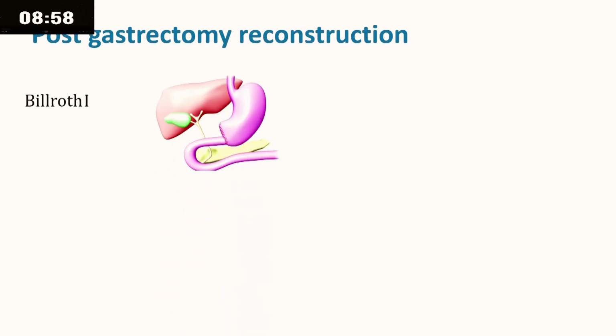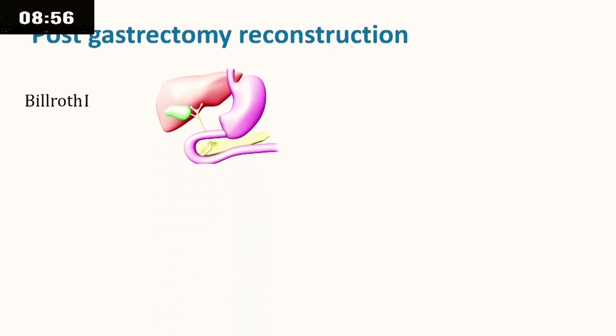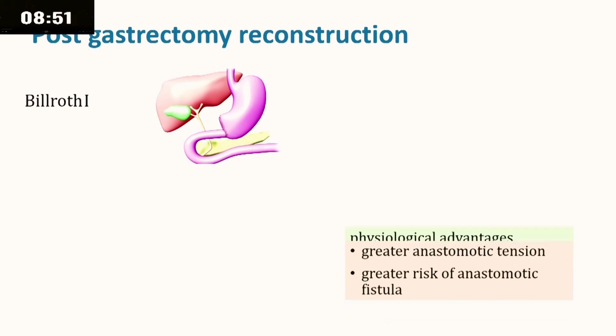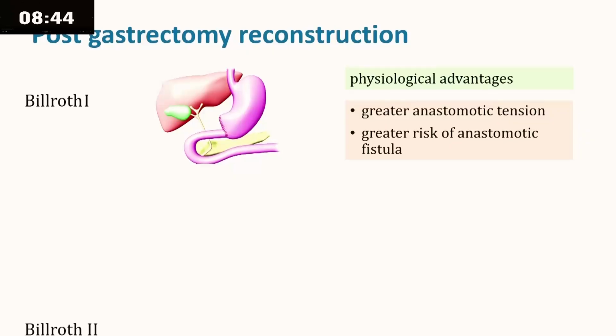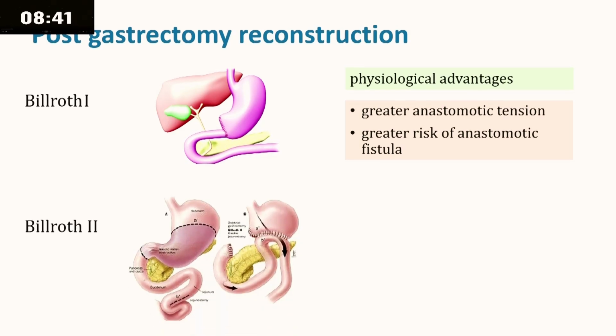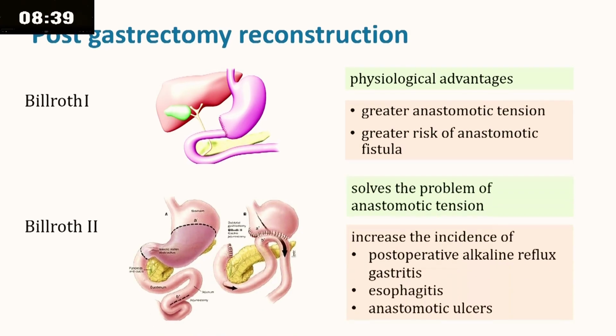Regarding post-gastrectomy reconstruction, there are a few options, like Billroth-1, where we connect the duodenum to the stomach. It has some physiological advantage, but greater anastomotic tension and greater risk of anastomotic fistula. Billroth-2 solves the problem of anastomotic tension, but it increases the incidence of postoperative alkaline reflux gastritis, esophagitis, and anastomotic ulcers.